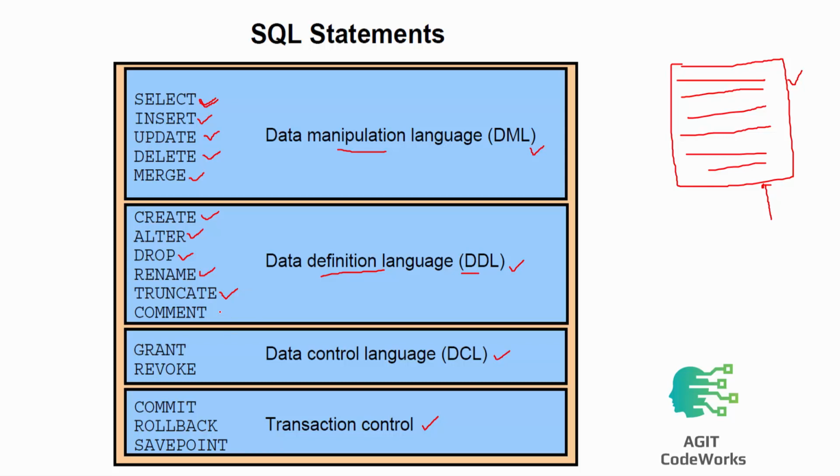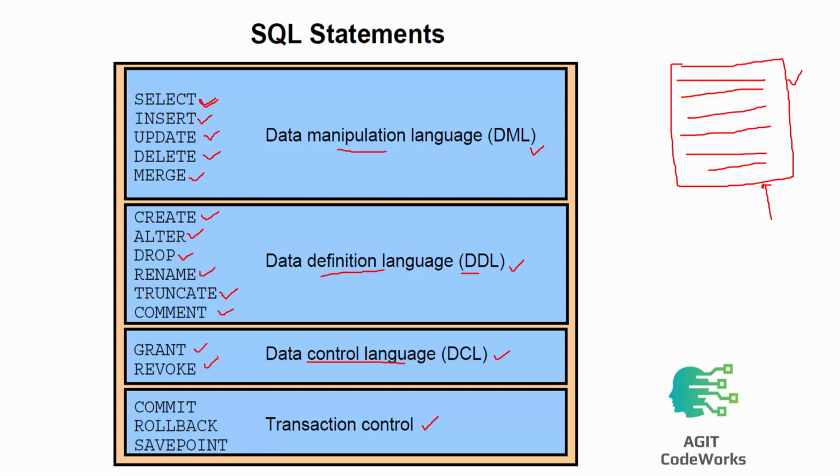Okay, and comment is also a data definition language. We add comments to these data structures. Okay, so now that's for data definition language: create, alter, drop, rename, truncate, or comment. Okay, now the next one is what we call the data control language. Now there are basically just two types of data control language. That's a grant statement or a revoke statement.